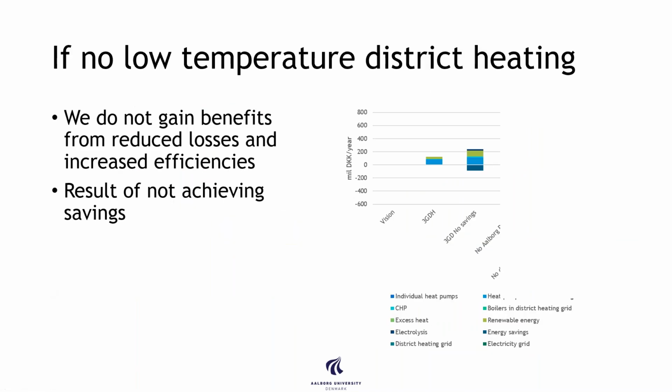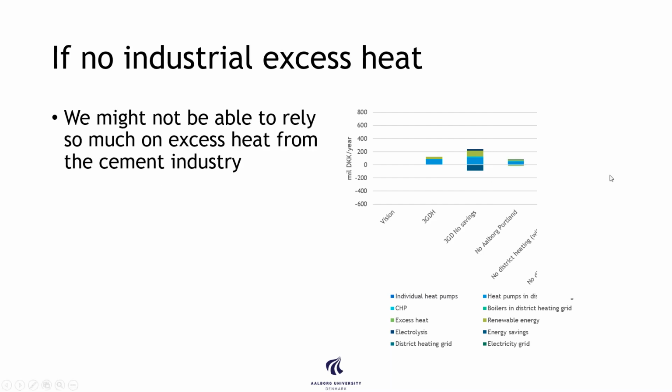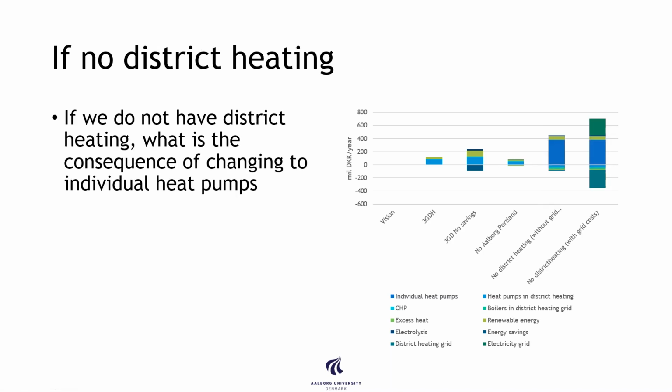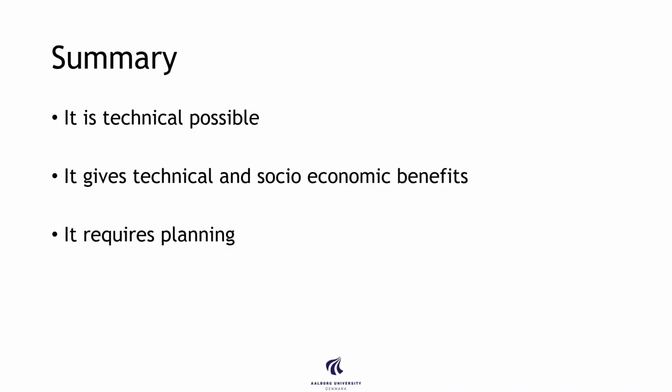Just a quick summary. If we have no low temperature district heating, we see that our system becomes expensive, especially if we don't do any savings. If we have no excess heat from Aalborg, we also gain no excess heat, and especially if we don't do district heating, and we want individual heat pumps everywhere, we gain a very, very expensive system compared to this vision system we made. So there are not only efficiency savings and making it easier to do a renewable system, it also makes it cheaper to do it.